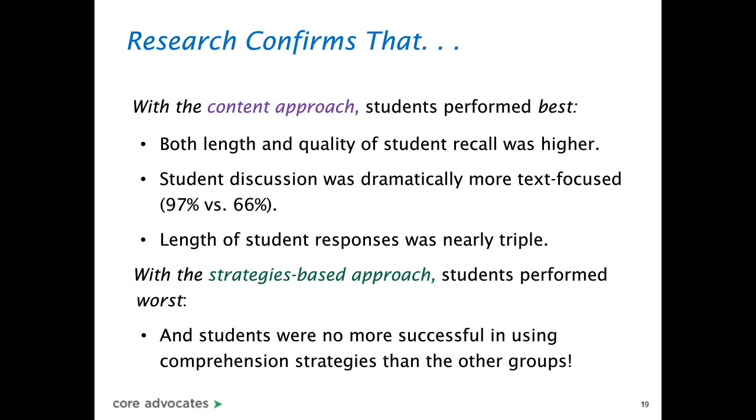Here's what the research confirmed, and I should stop for one second: what they measured was students' discussion, their conversations with one another after they had read the text in one of these 3 approaches. The content approach won hands down. What does that mean? It means the length and quality of the student recall about the text was higher, the discussion was more text-focused, and the length of the student responses was nearly triple. But that's not all. The strategies-based approach, interestingly, performed the worst. They came in behind essentially the control group, which was using the basal.